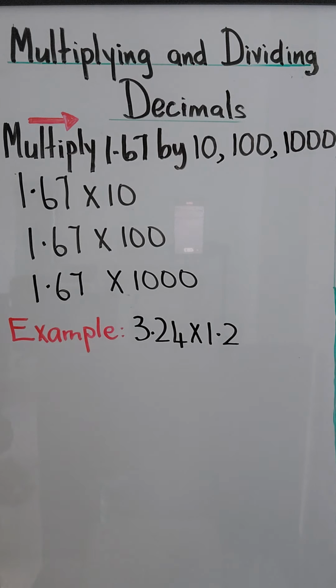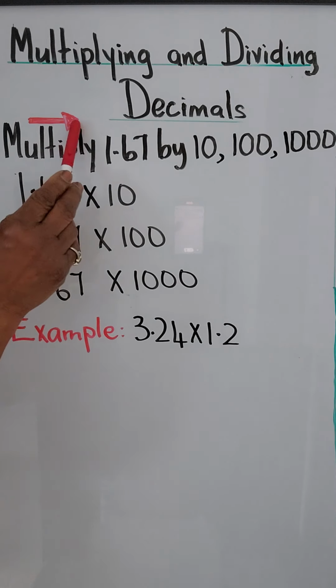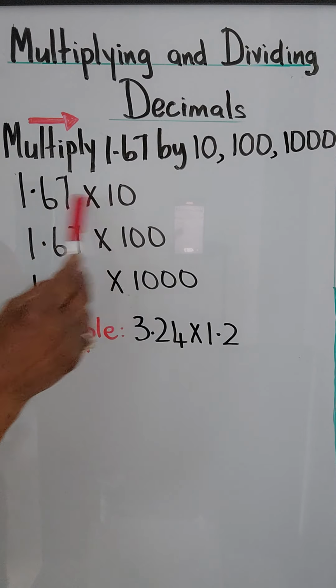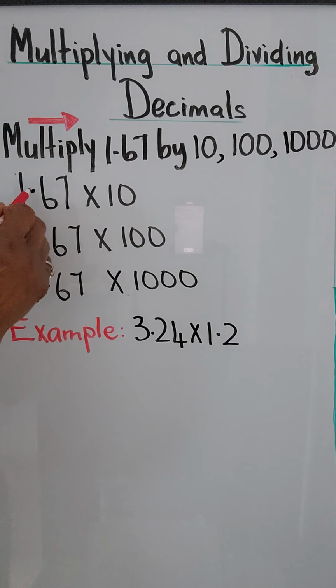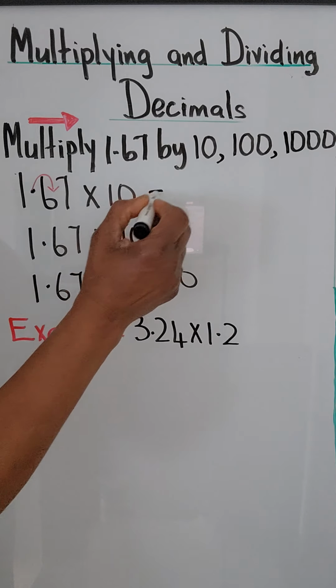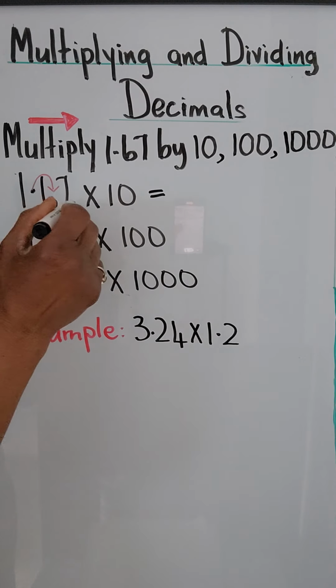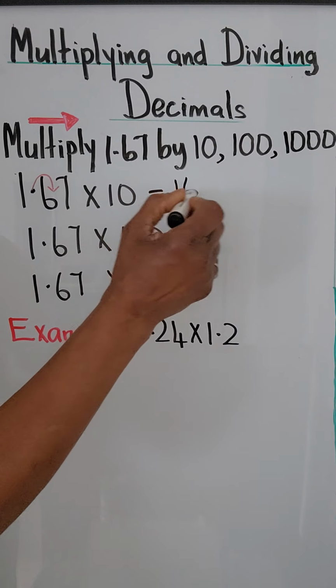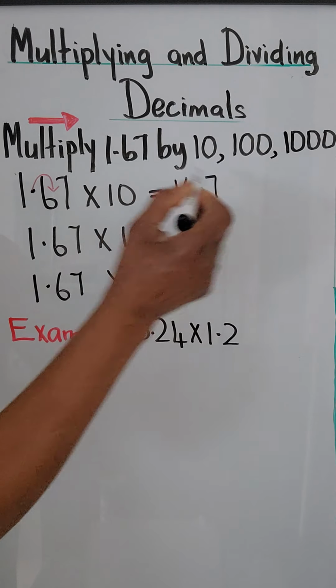To multiply a decimal by 10 or a power of 10, we're going to, quick method, move the decimal point to the right. Multiply by 10, we move one place to the right. 1.67 multiplied by 10 is 16.7.